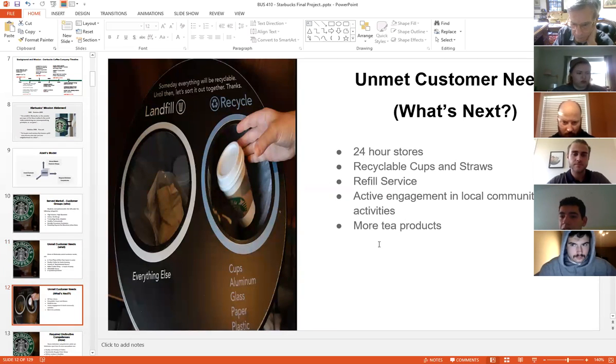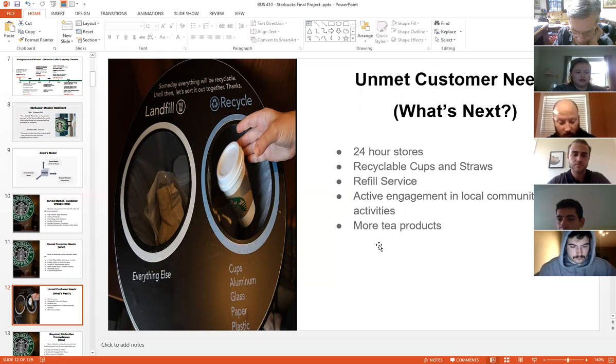Now, the next customer needs. What do people want Starbucks to take care of later? They are 24-hour stores, then recyclable cups and straws. Like the cup we see in the picture, it's not 100% recyclable. I think just the lid is recyclable, but the cup itself is not. So that's what people want Starbucks to address next. Refill service, and active engagement in local community activities. We don't really see a lot of engagement on behalf of Starbucks in local community activities, right? So that's what people want Starbucks to be more engaged in.